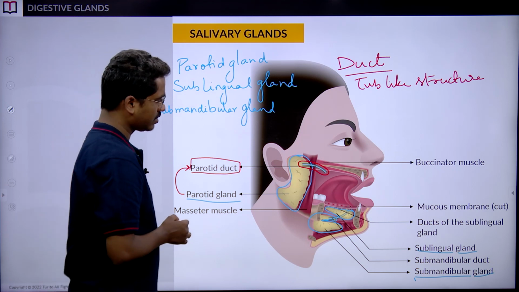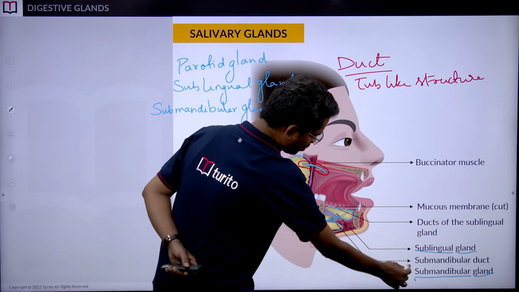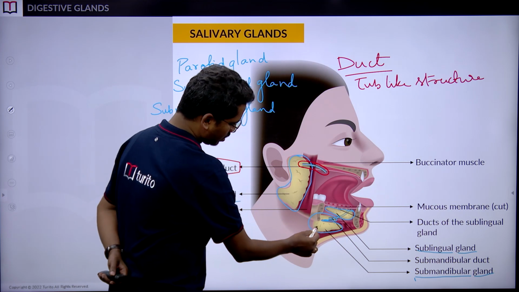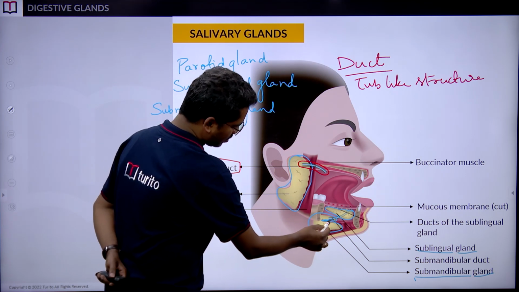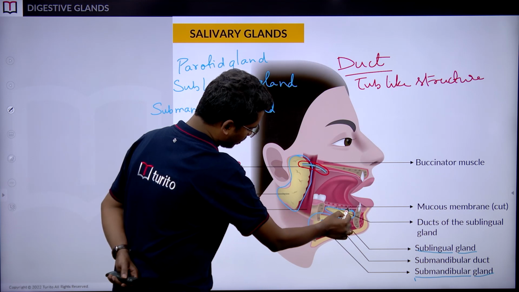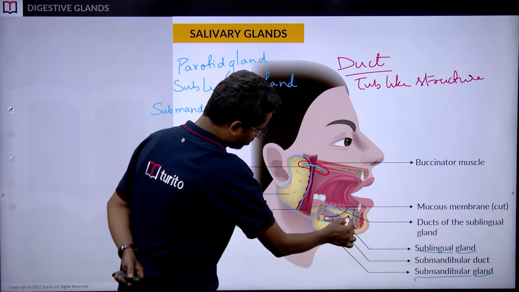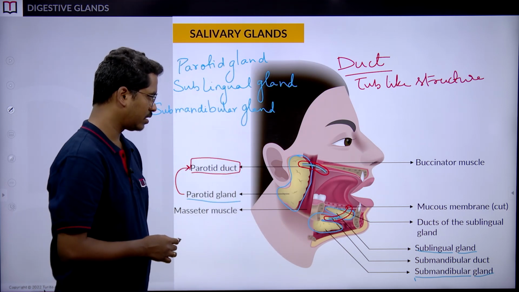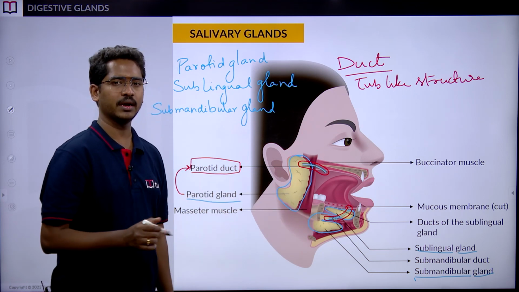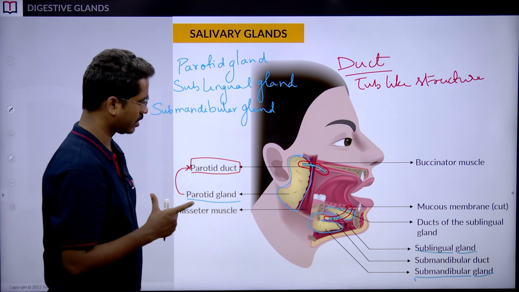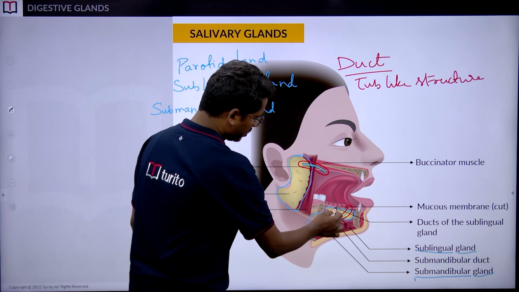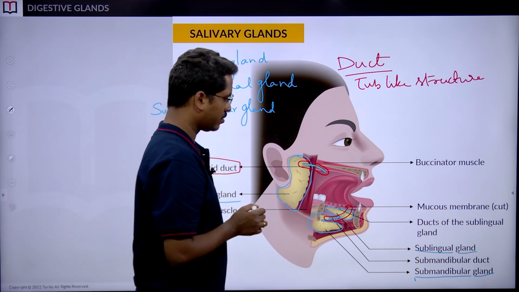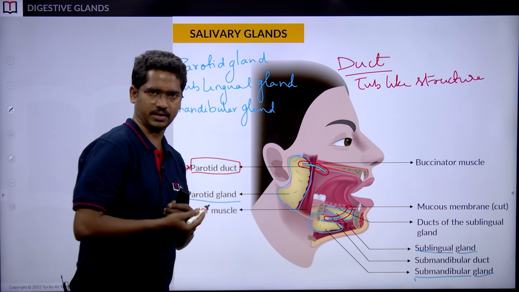Starting with the other one, you observe the submandibular duct. If you observe carefully, this is the submandibular gland, and it has a duct here, that is this. And coming to the sublingual gland, it just releases like that. Surely it has a duct just under the tongue, a small opening. That is what is known as the sublingual duct.